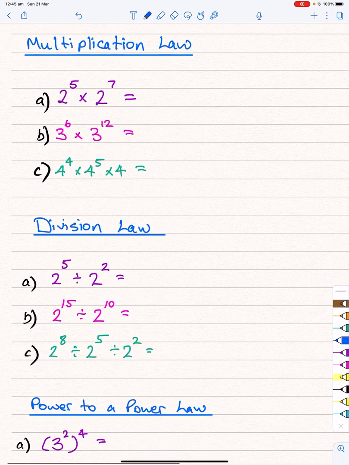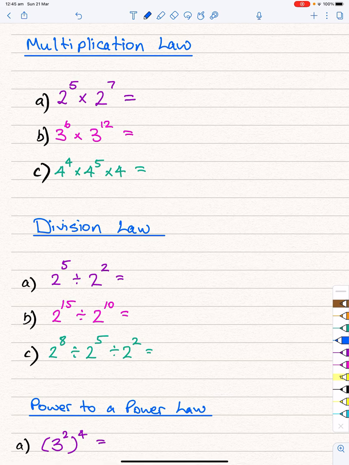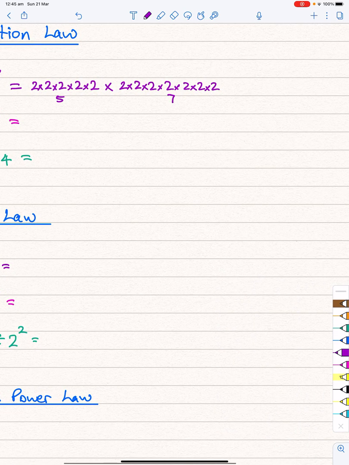Now, this video is about the laws to do with indices. So we're going to start with the multiplication law, and what exactly does it mean? Well, 2 to the power of 5 means 2 times 2 times 2 times 2 times 2. That's 5 times, right? And 2 to the power of 7 means 2 times 2 times 2 times 2 times 2 times 2 times 2. 1, 2, 3, 4, 5, 6, 7 times. And what we're doing is we're timesing those together. Now, all in all, I have 12 2's that are being multiplied together.